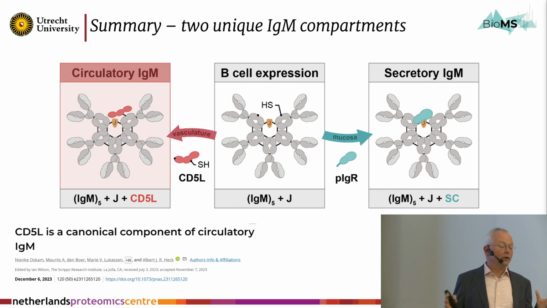There's still a lot of questions that we need to address. How is it formed? Where is this CD5L produced? How does it get to the IgM? Why can it be so efficient? You know, is this one here first and can it exchange for CD5L or the other way around? These are things that we don't know yet.